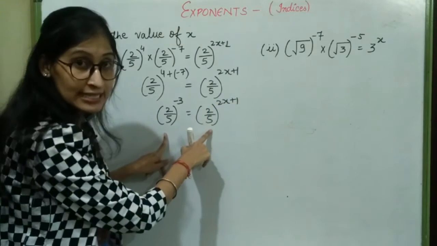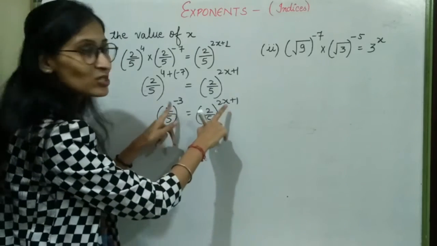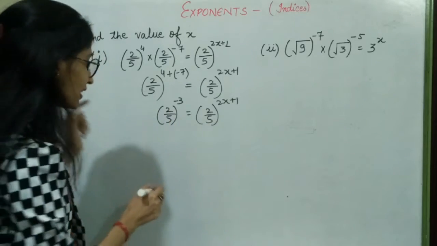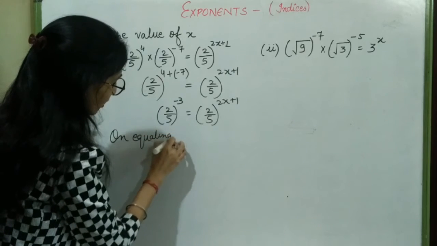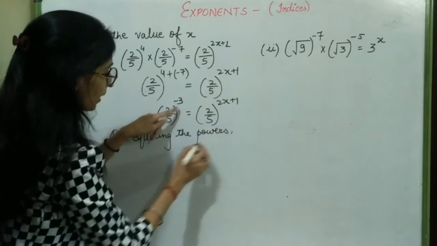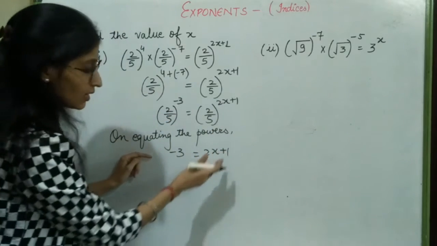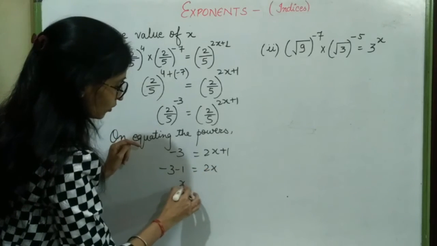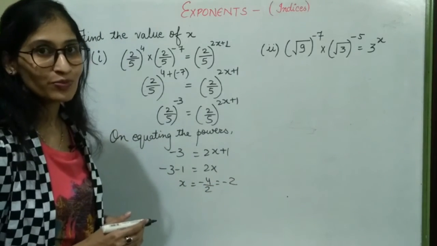Here the base is same and the sign is of equals to. So the power has to be same. Base is same, sign of equal. So I can now write, on equating the powers, here the power is minus 3 and here the power is 2x plus 1. Plus 1 then comes to this side, minus 3 minus 1. So value of x will be minus 4 upon 2, that is minus 2.